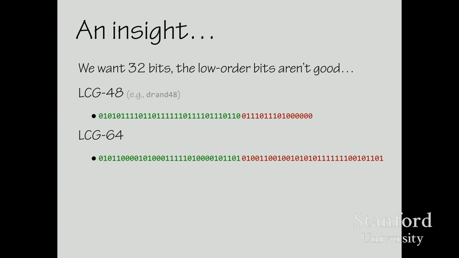With a 64-bit one, we could just throw away the bottom 32 bits. And we tried that, and that passed Small Crush, but did not pass Big Crush.